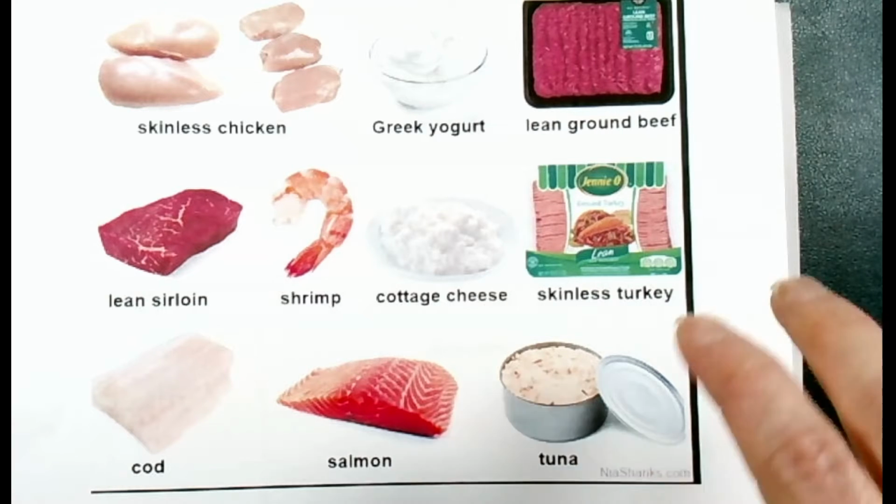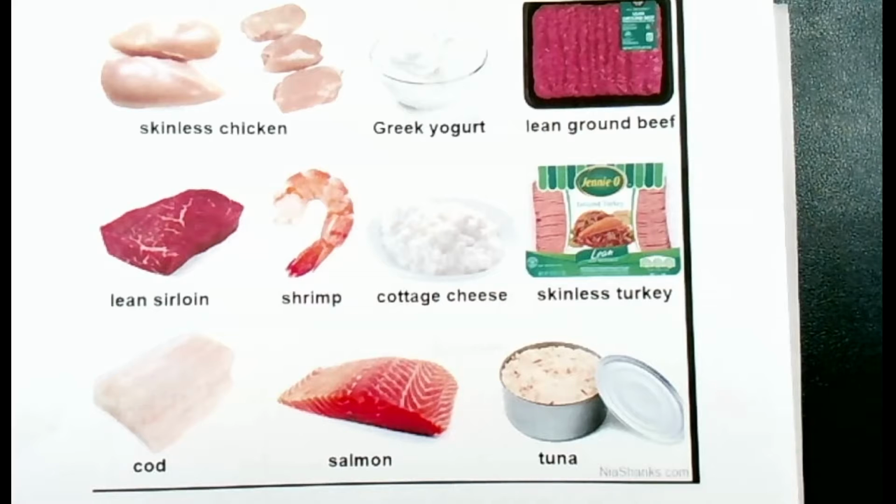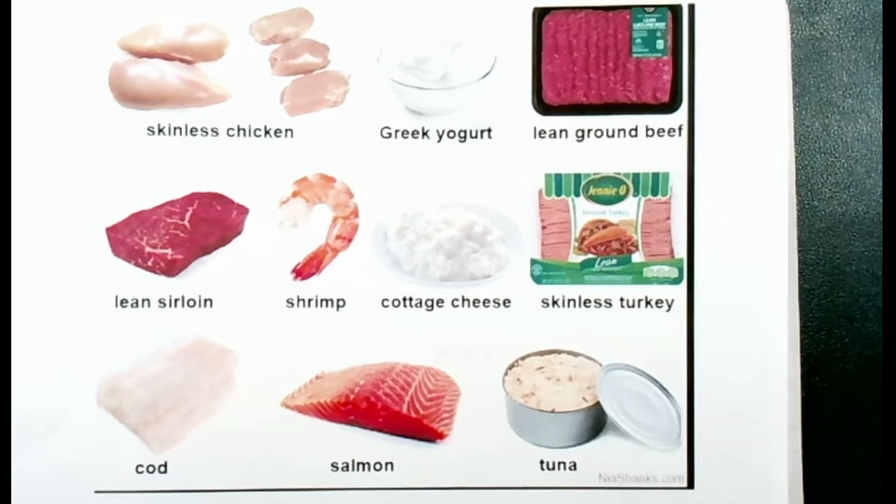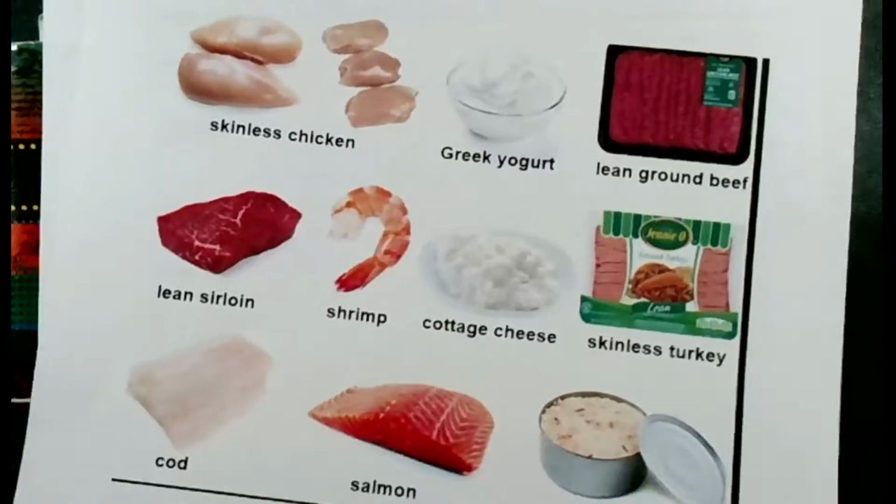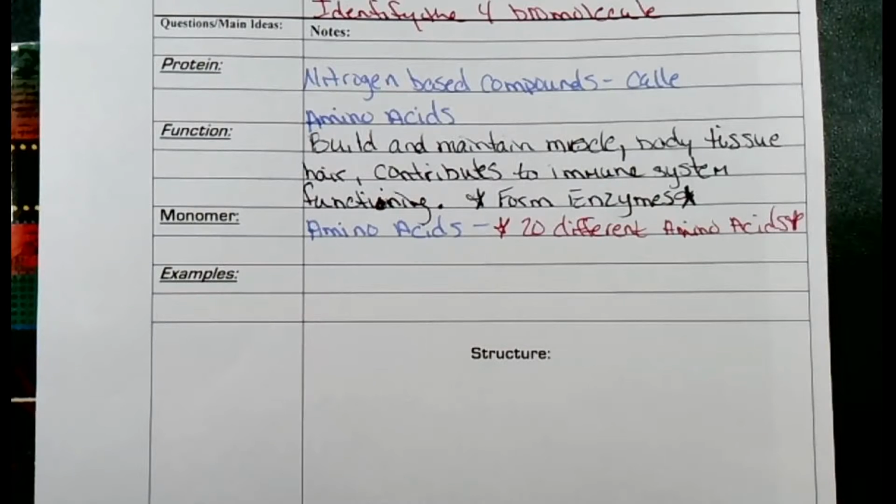There are some on here that are vegetarian choices that are not present, like your tofu, like your beans and legumes, protein shakes, protein bars. Those are all good sources of protein that help you maintain your muscle and the muscle function and all of the other things that we've listed here today.